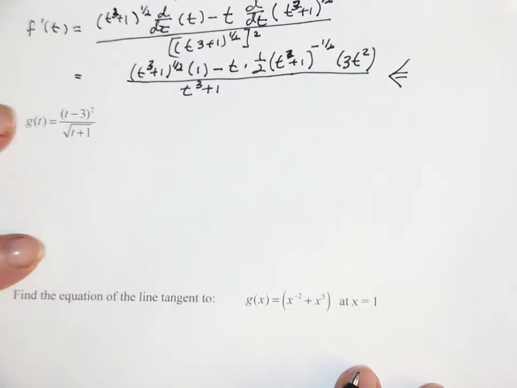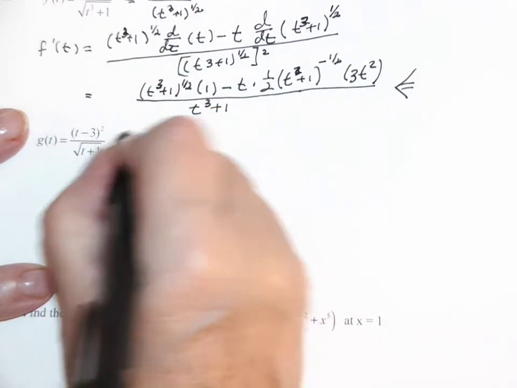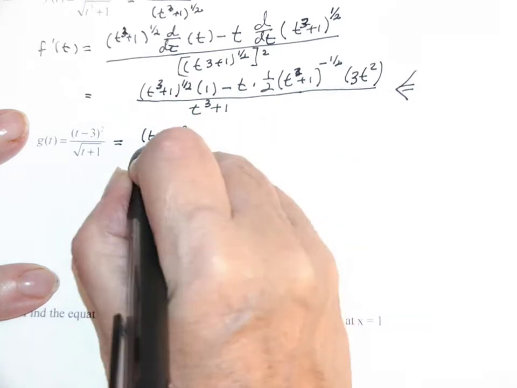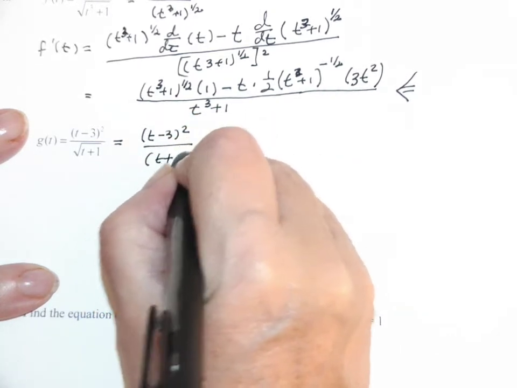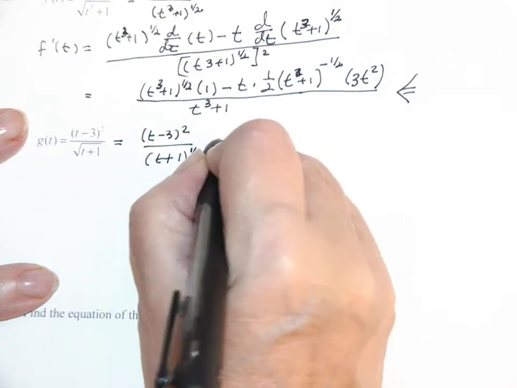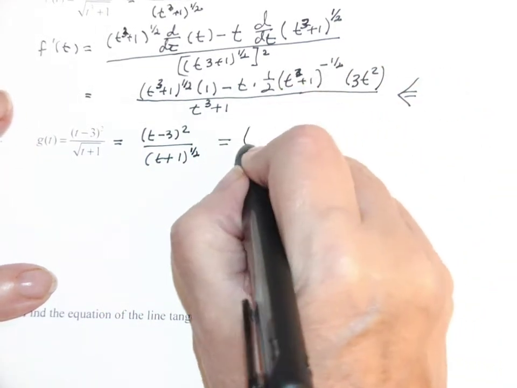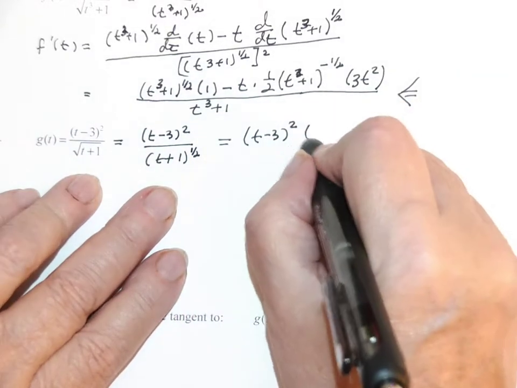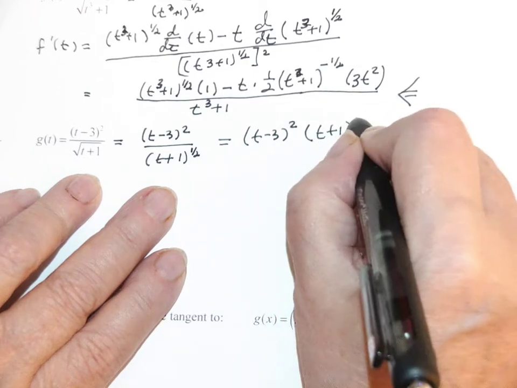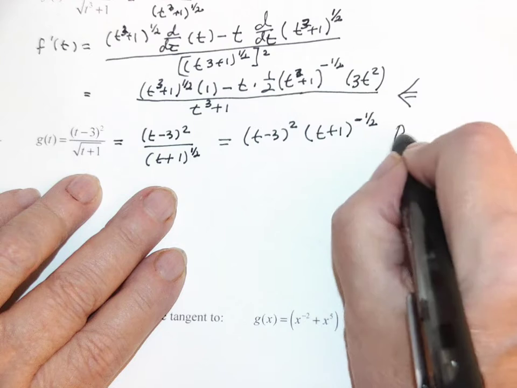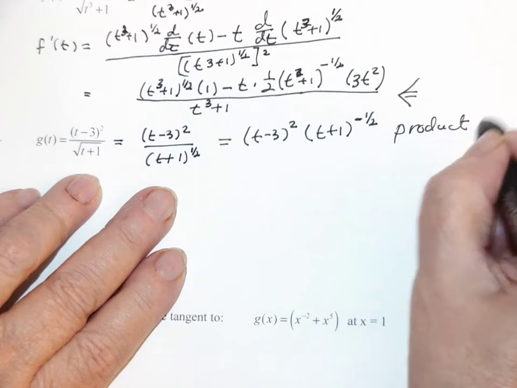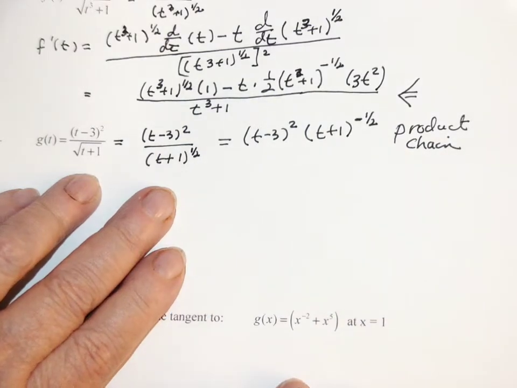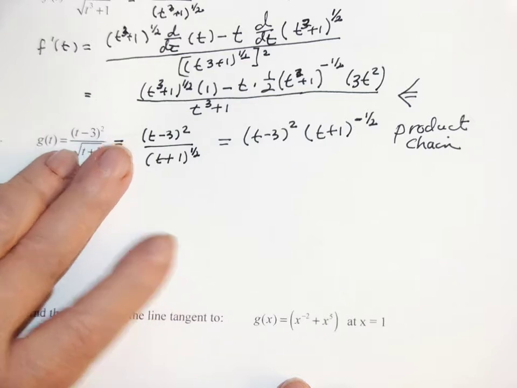You can do something similar using product rule, and that's rewriting this guy, t minus 3 squared, and this would be product rule, t plus 1 to the 1/2, by bringing it up. So t minus 3 squared, this is what I had to do because I could never remember quotient rule, t plus 1 to the negative 1/2. Now this is product rule. This is product chain. Now I could have done it using quotient rule. It would be quotient chain.